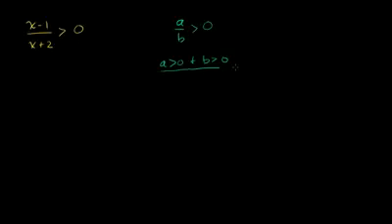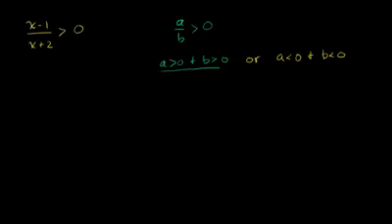Or we could have the situation where we have a negative divided by a negative. If we have the same sign divided by the same sign, we're also going to be positive. So, or a is less than 0 and b is less than 0. So whenever you have any type of rational expression like this being greater than 0, there's two situations in which it'll be true. The numerator and the denominator are both greater than 0, or they're both less than 0. So let's remember that and actually do this problem.